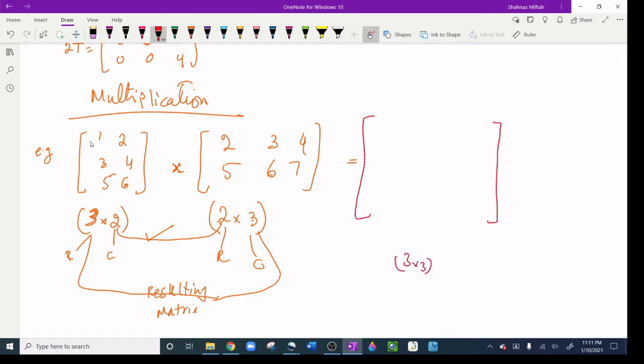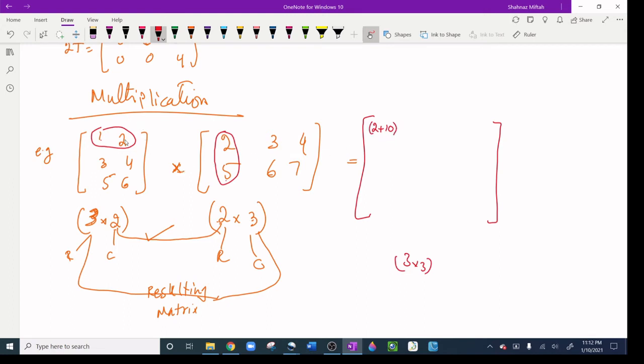Okay, let's start. Pick 1 and 2, it's the first row, and multiply with the column. Row with the column, multiply. How do we do it? 1 times 2 is 2. 2 times 5 is 10. But how do we do it? We add. Since this is multiplication, we add. So that's my first one.